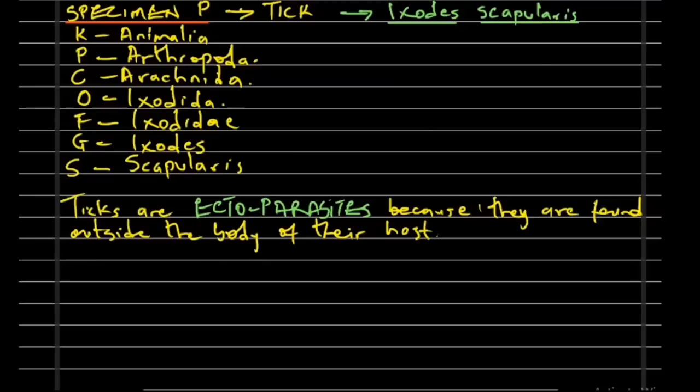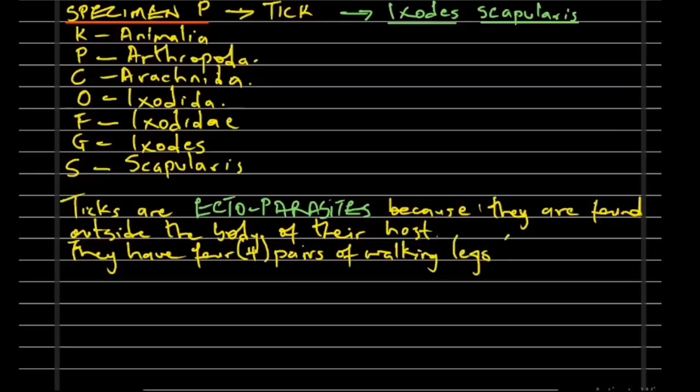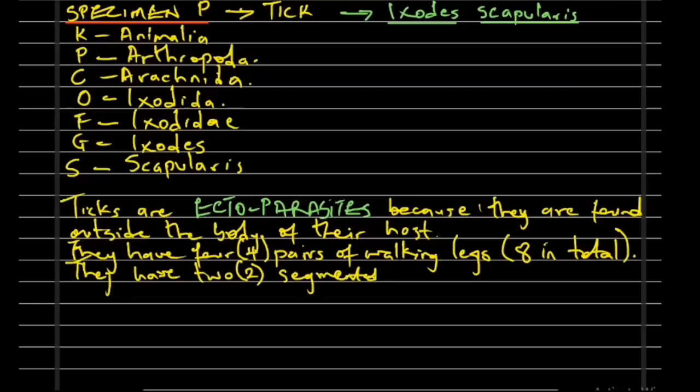Now, these organisms have 8 legs. They have 4 pairs of working legs. So that is 8 in total. Like I said, they are ectoparasites, and they have 2 segmented bodies. First, they have the head, and then they have the abdomen.